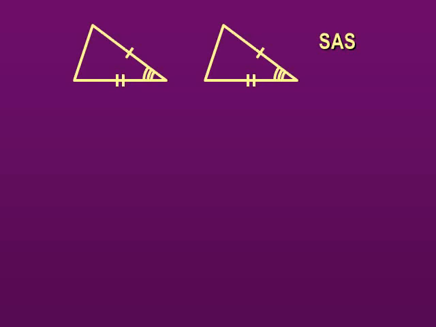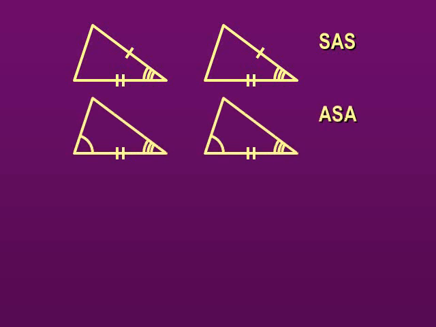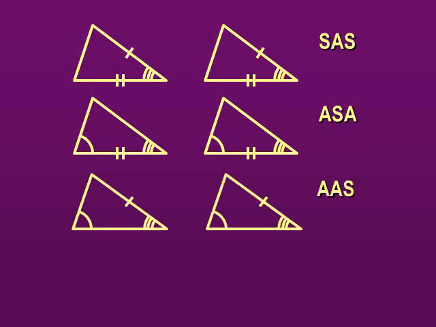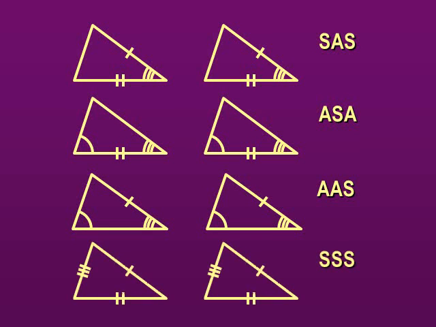Okay, and let's go over the congruence postulates and theorems that we already know. This is a representation of side-angle-side. This would be angle-side-angle, with the included side. Side-angle-side has the included angle, right? And then we have angle-angle-side, and we also have side-side-side. So those are the only four that we know.